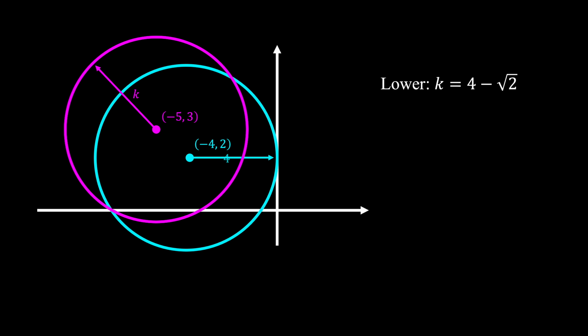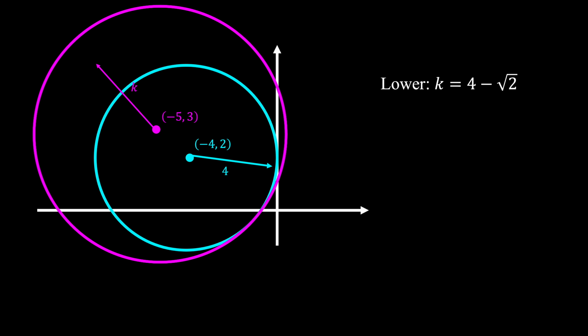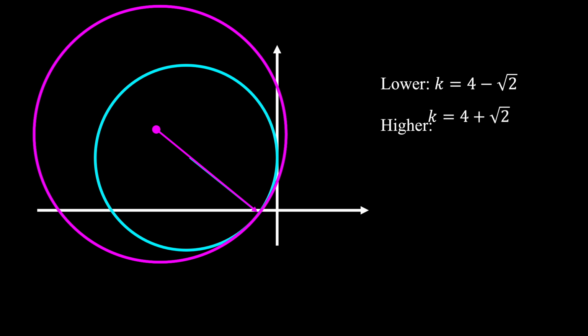Now let's find the largest value of k. This happens when the first circle expands until it just touches the far edge of the second circle. In this case, the radius k is equal to the distance between the centers plus the radius of the second circle. Using the same calculation for the distance, which is the square root of 2, and adding the radius of 4, we find the largest value of k is 4 plus the square root of 2.